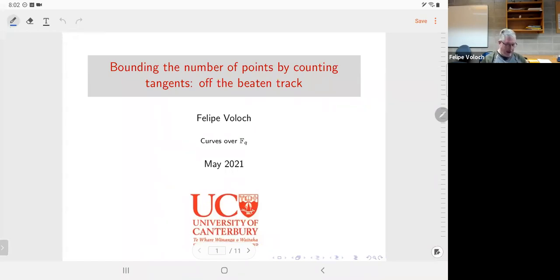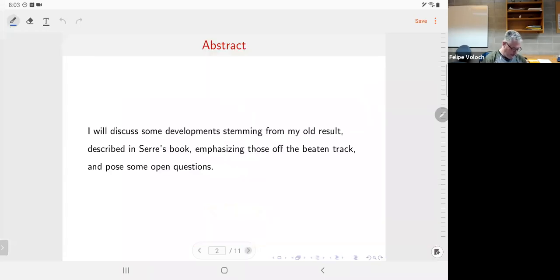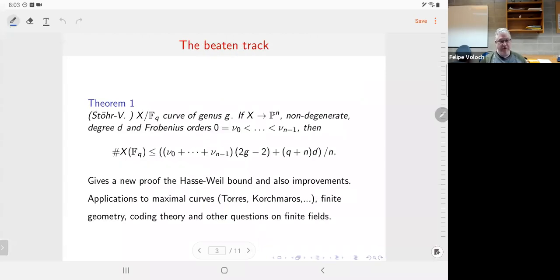So I want to talk about this result of mine that is in Serge's book and developments from it. But I want to take not the beaten track, but I want to go off the beaten track. So here's the abstract of my talk. Before I go off the beaten track, let me just say a couple of things about the beaten track, which is the Stöhr-Voloch bound, which was already mentioned in Gabor's talk. So Gabor said a few things about that. So I'm going to be a bit brief about this.